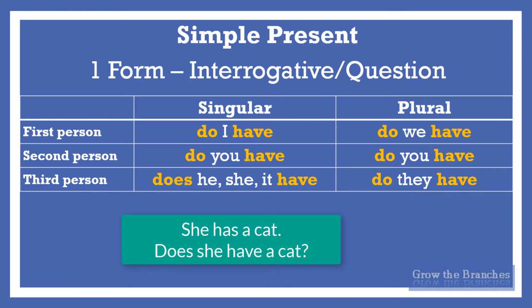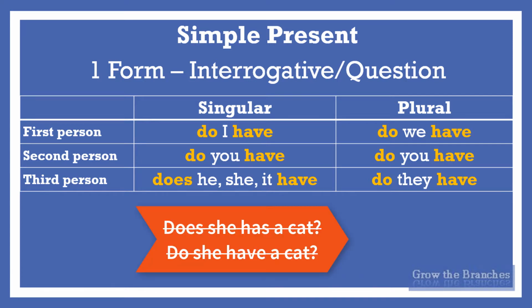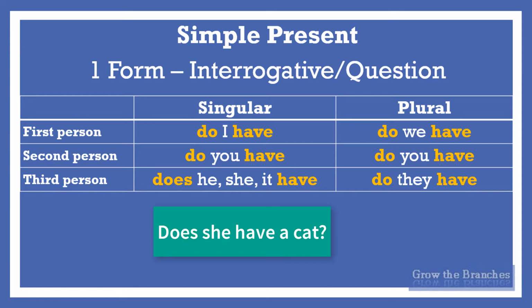Again, does he, she, it have, and not does he, she, it has. He, she, it has, we take the suffix s and add it to do. Does. Does she have a cat? Do not say, does she has a cat? Or do she have a cat? No, does she have a cat?